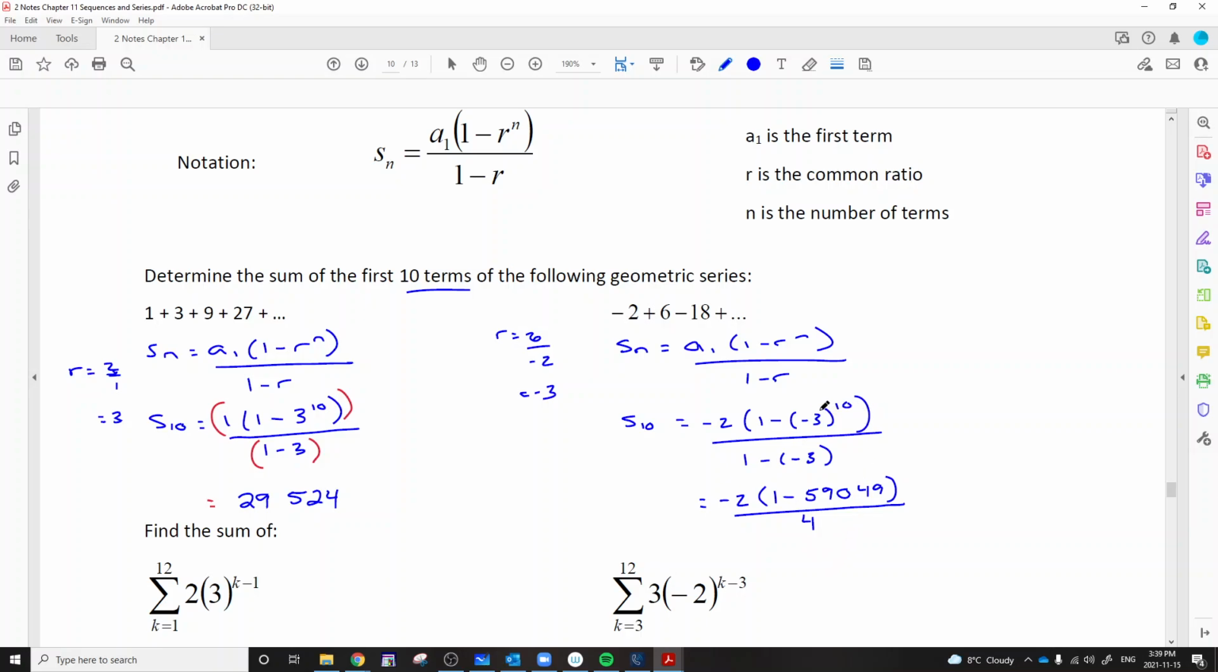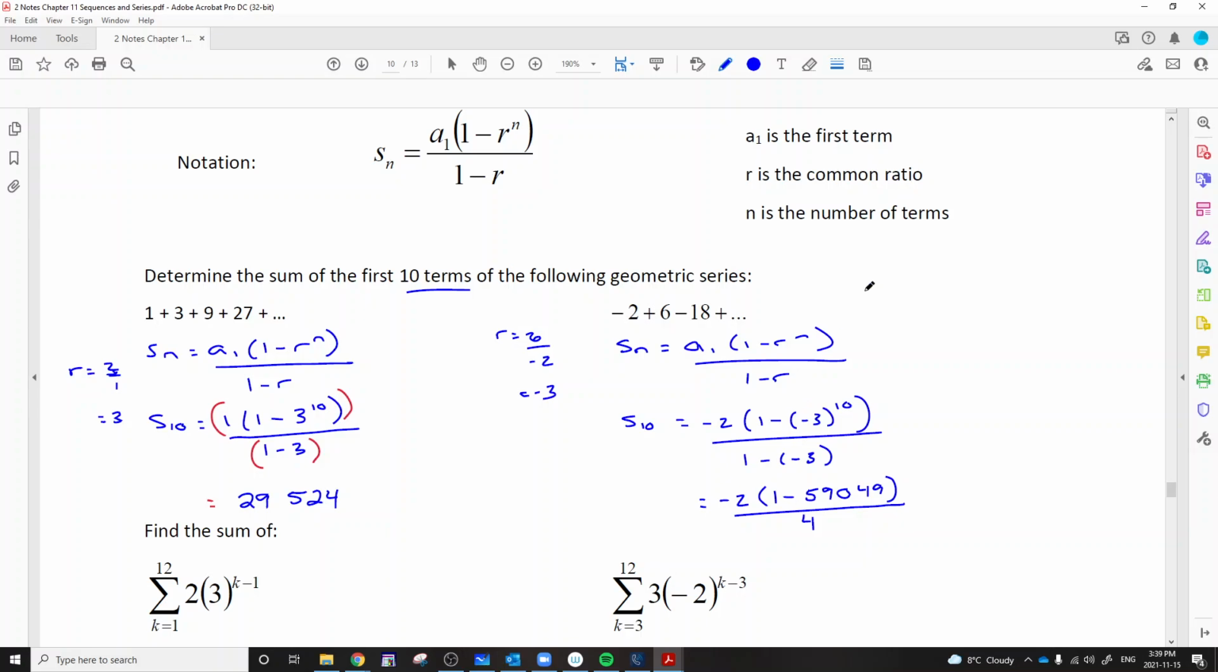Okay, so again, what I'm trying to emphasize is that negative 3 to the 10 has to happen before you look at this as negative, minus taking away a negative, right? Because this isn't a minus taking away a negative. It's a minus taking away negative 3 to the exponent 10. And since this comes out as positive, we're actually subtracting it.